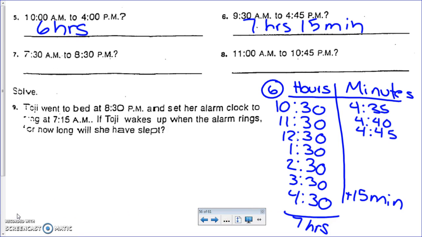For number 7, we're going from 7:30 a.m. to 8:30 p.m. Well, we know from 7:30 a.m. to 7:30 p.m. is 12 hours. We're just going one more hour, so it's 13 hours.